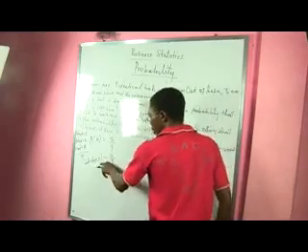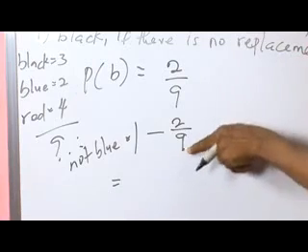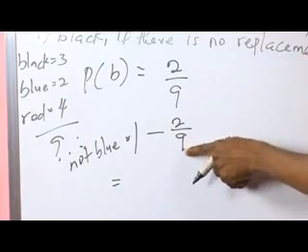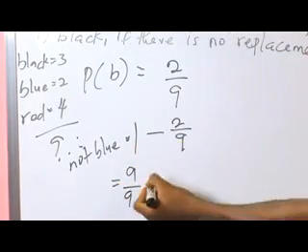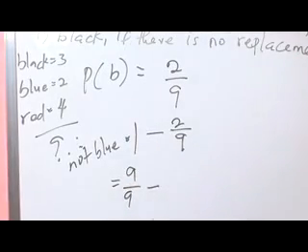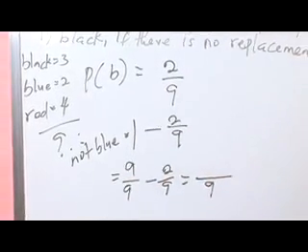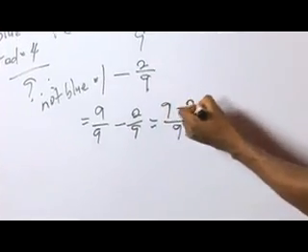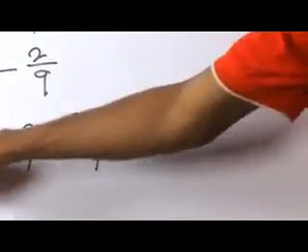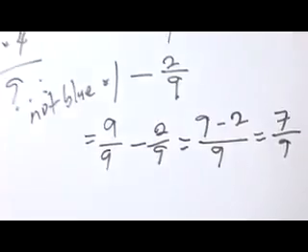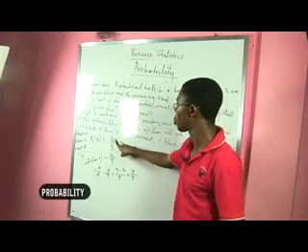I told you earlier that you have the power to change this 1 to any number, so far as it tallies with the denominator here. So we can have 9 over 9, because 9 over 9 is the same thing as 1. If you divide 9 by 9, you will get 1. So we have 9 over 9 minus 2 over 9, with 9 as the LCM. Then it will be 9 minus 2, which gives us 7 over 9. So the probability that it is not blue is 7 out of 9.